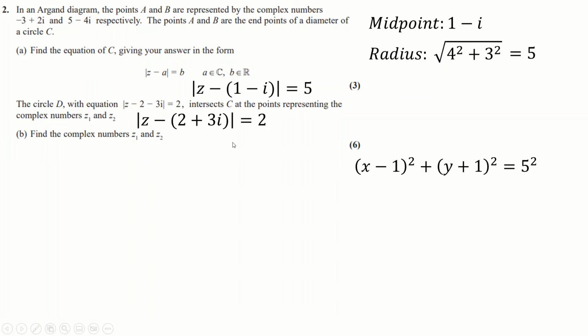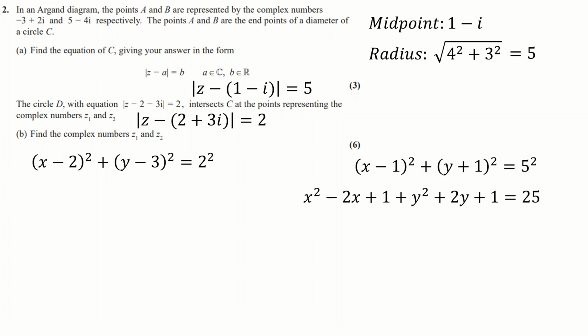But again, this is just a circle with radius 2, center 2, 3. So I think I need to write it with the minuses in there like that. And then I can just solve for the intersection of these two things. And I'll deal with the complex numbers later.